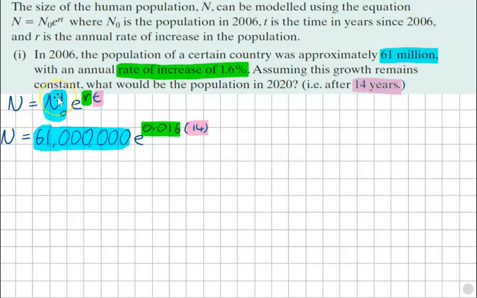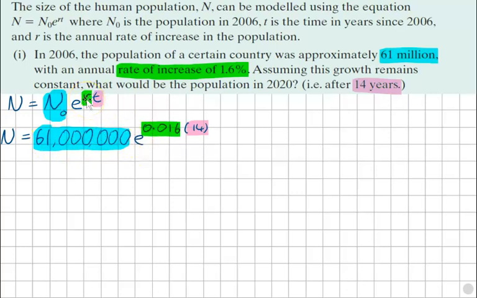So we replace n0 with 61 million. So that was given here in the question. The population of the country is approximately 61 million. So the 0 then is now gone, okay? So n0 we replace with 61 million. The e just stays as it is.